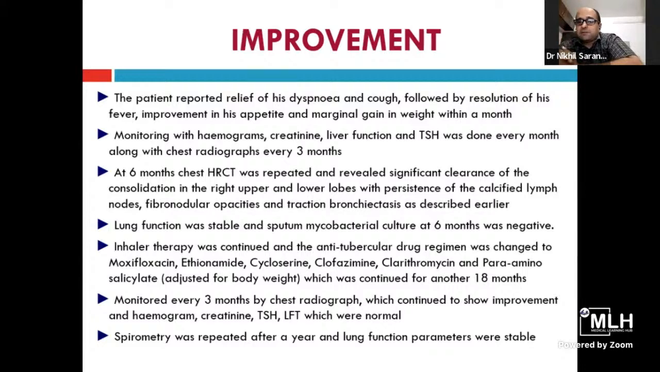parameters, chest X-ray every 3 months, and then hemogram, creatinine, TSH, LFT, which were all normal. Spirometry after a year showed that lung function parameters were stable. That is to say, FEV1 and FVC did not decline significantly.